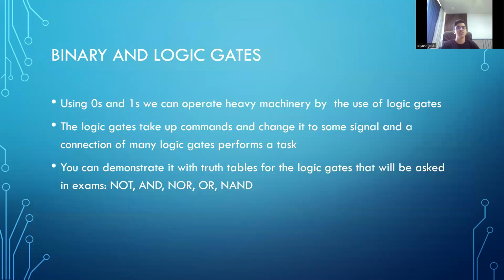So, binary and logic gates. Using zeros and ones, we can operate any kind of machinery by the use of logic gates. All the computers, everything you see around you is just made of zeros and ones. It is the basic fundamental because it is only answered by yes or no, or binary, because there's only two possible combinations. The logic gates take commands and change them to some kind of digital signal, and then a much more complicated connection of many logic gates performs a task.